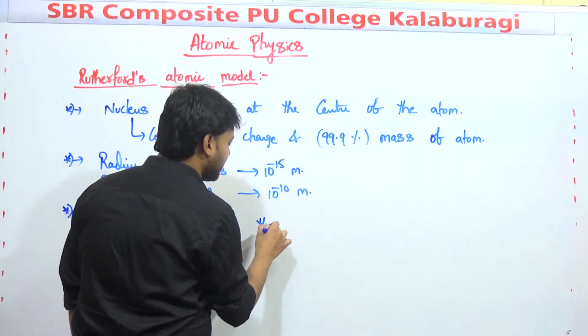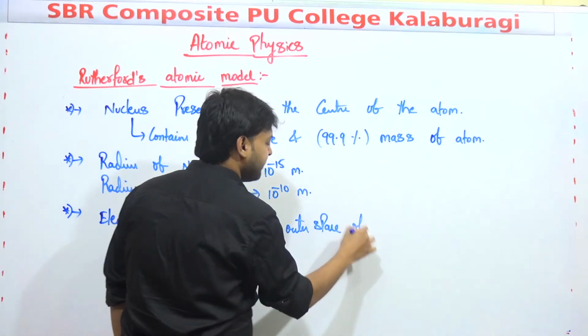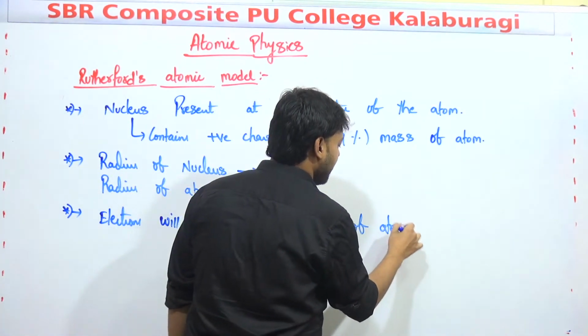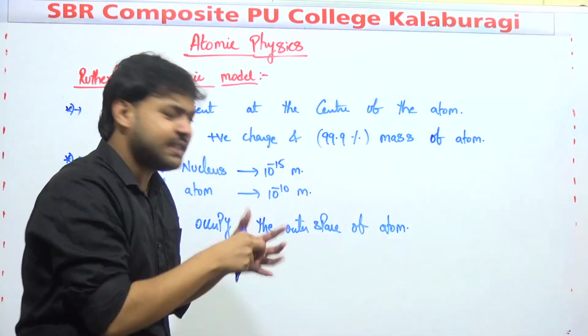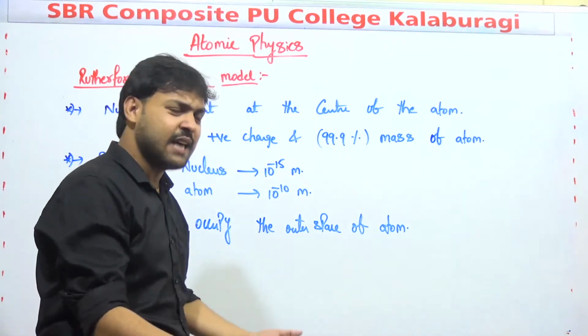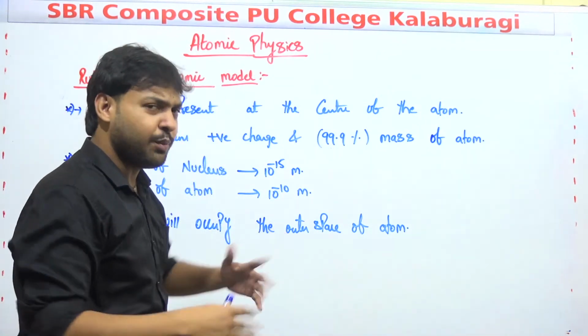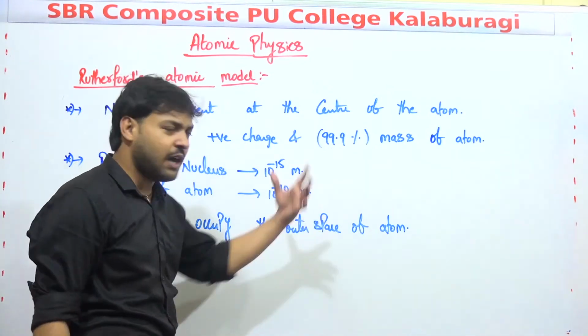the outer space of the atom. In the sense, what is inside the nucleus, we know that. So you don't need to learn anything by heart. We know all the things, but we have to write everything. That is important, point to point, right? So electrons will occupy the outer space of the atom.